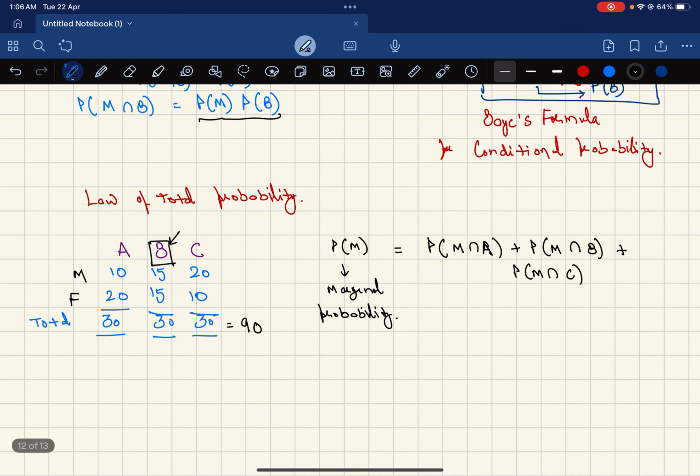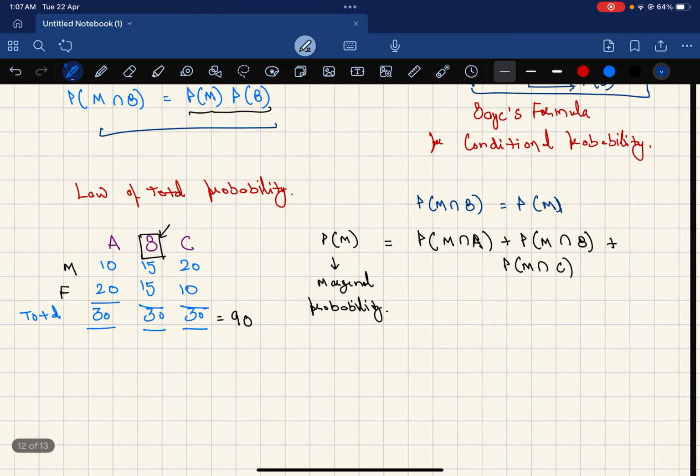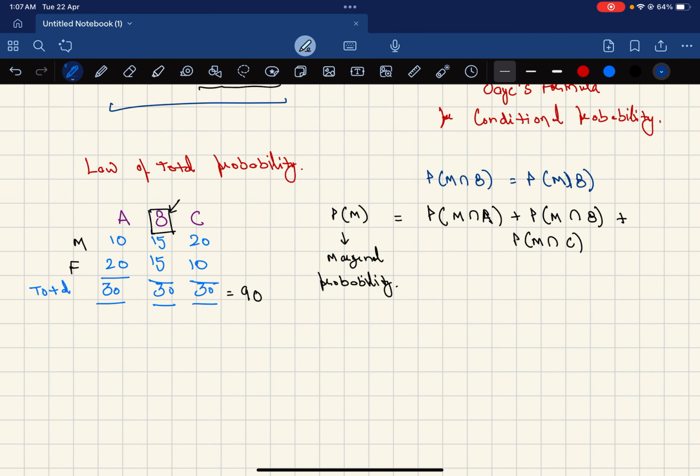Now from our previous product rule which we just derived, we know that P(M intersection B) is nothing but P(M given B) multiplied by P(B). Now if we use this generalized product rule on all of these three terms here, we would be getting the law of total probability here actually. So we can just write the terms here.